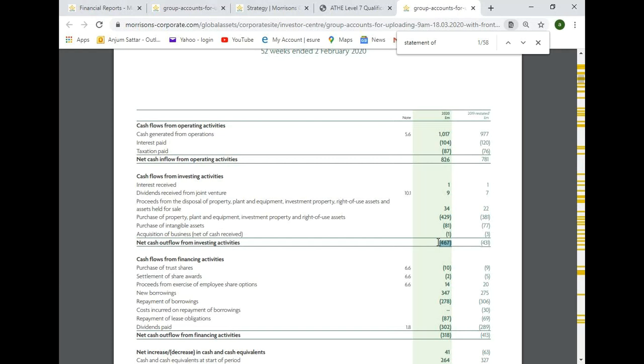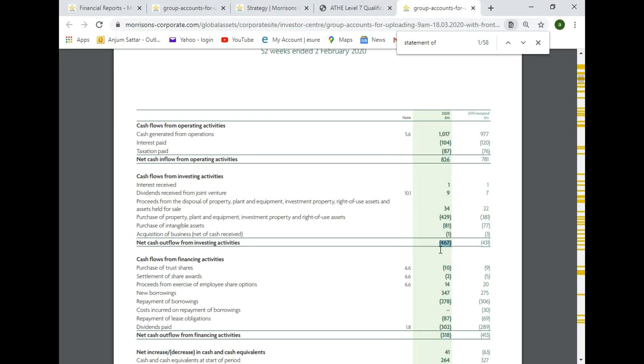467. So it means they have invested. If we look, their non-current assets went up as well because they used the cash for infrastructure investment. Yeah, more stores, maybe new logos. So that's the cost then.